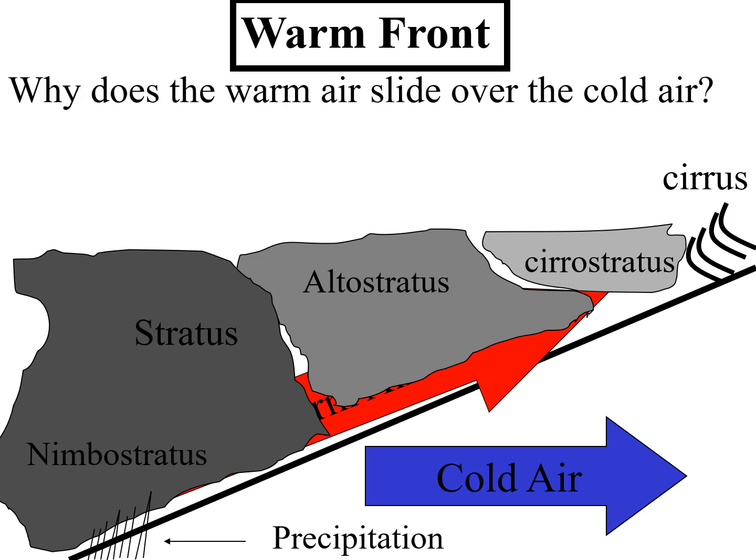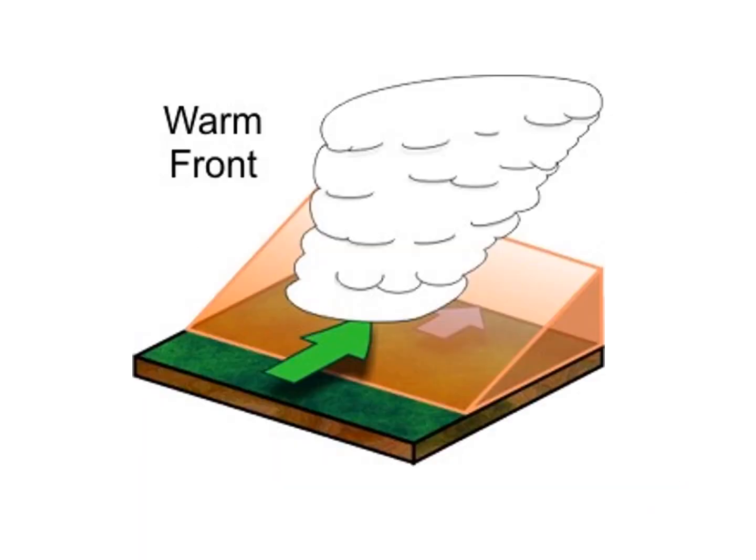Why does that warm air slide over the cold air? Well, as always, it's a simple explanation. It is less dense. So warm front, it's characterized by that wedge and the stratus clouds.